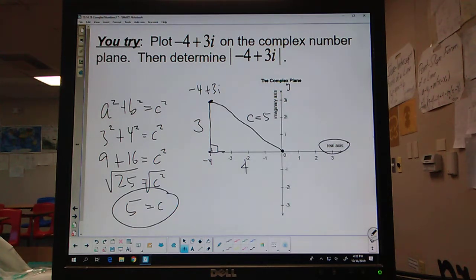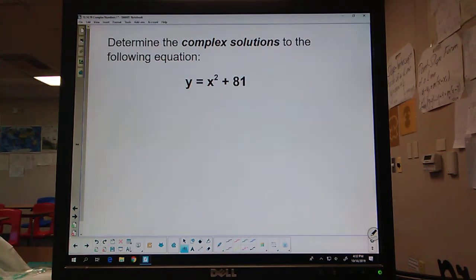All right, well, that's all we have for the complex number plane. The last part is figuring out complex solutions. So with this equation right here, remember, when you figure out solutions, it's always the x values that make y equal to 0. So replace y with 0 and figure out the x values that make y equal to 0. Any solution is always the x that makes y 0.